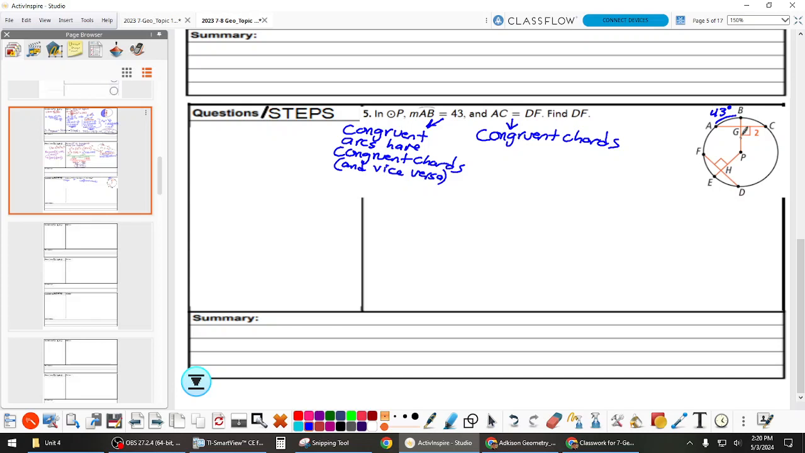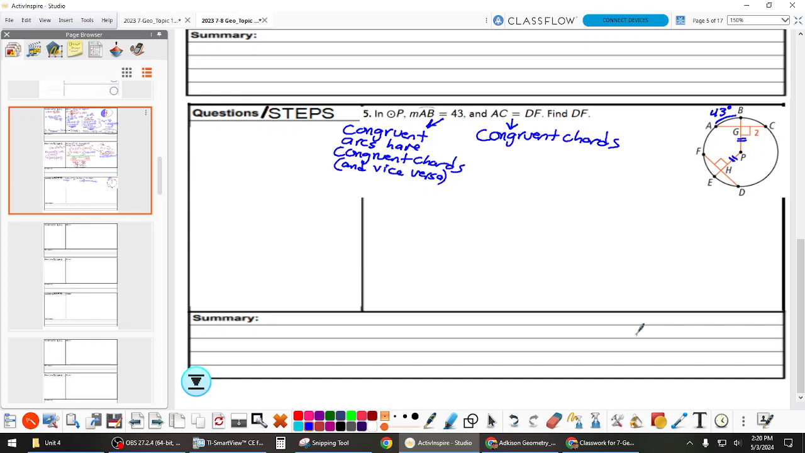Okay, so we could review and mark that these two chords are congruent, so they must be equidistant from the center. And there's one more that we wrote, which is what? Okay, good. Do we know that to be true? If a radius is perpendicular to a chord, do we know that?